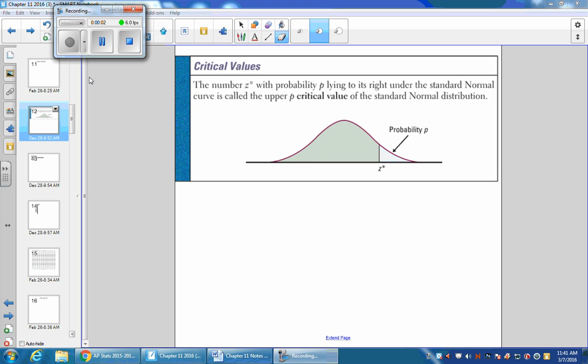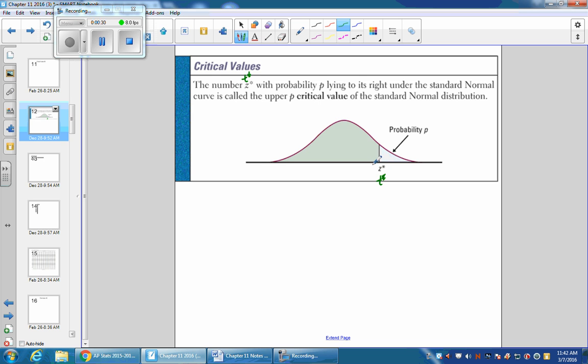Hello. Now we're going to look at the critical values that we talked about in the last chapter. The number z star, or we could replace that with t star if we don't know the population standard deviation, is the probability lying to the right under the standard normal curve is what we call the upper p critical value. And this could be z star or t star.